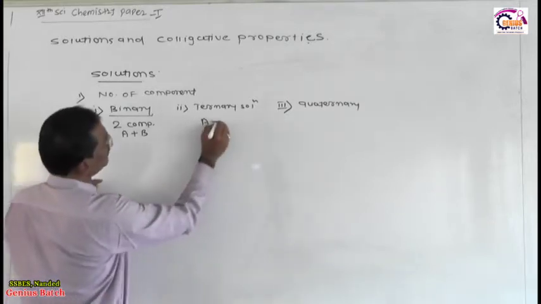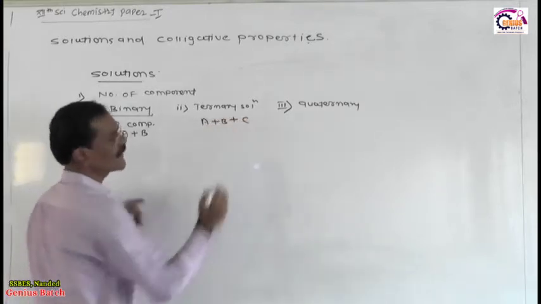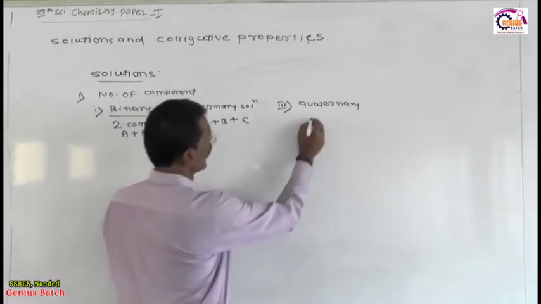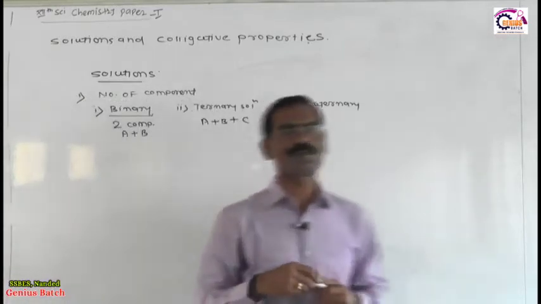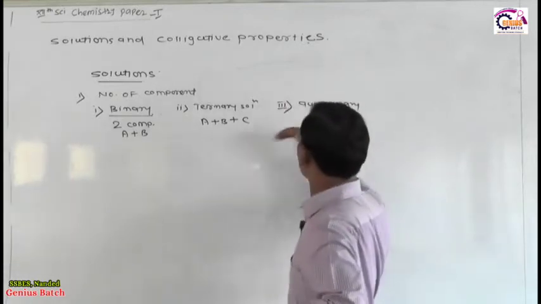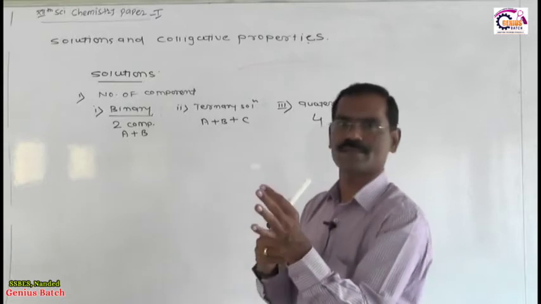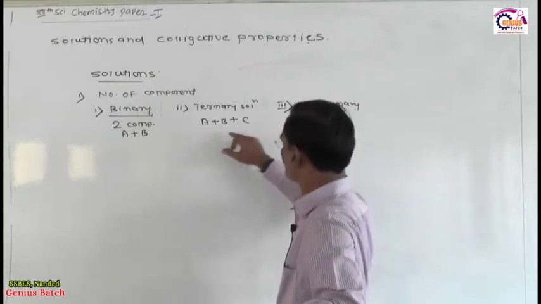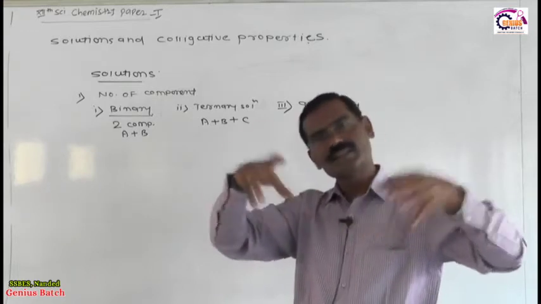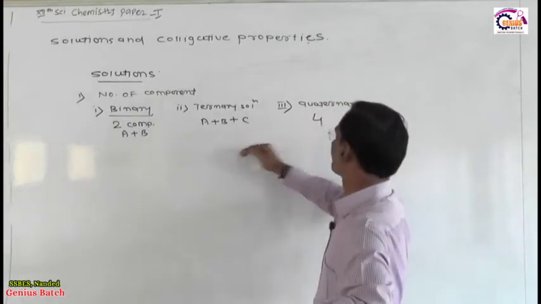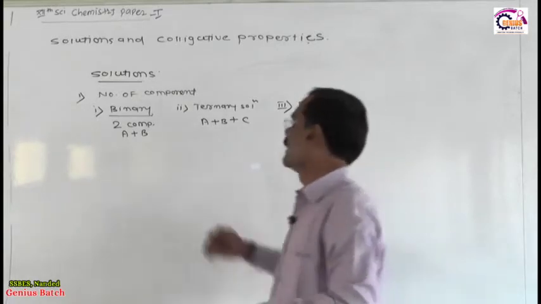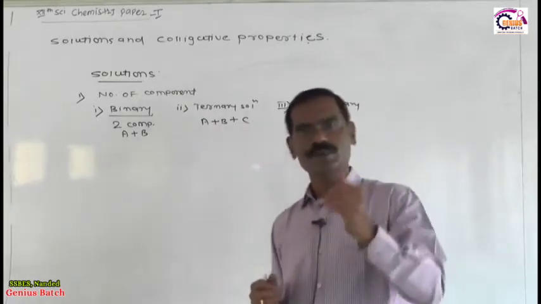What is the meaning of ternary solution? If a solution is made up from 3 components, that is A plus B plus C, it is called ternary. And quaternary solution means the solution is made up from 4 components. But in real practice, preparation of ternary and quaternary solutions is very difficult. Why? Because maintaining a homogeneous mixture that is non-reacting is very difficult in ternary and quaternary solutions. Therefore, for our syllabus, the binary solution is very important. Is it okay?